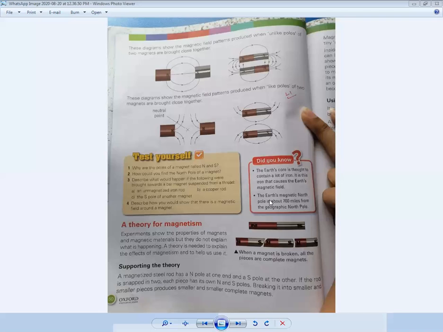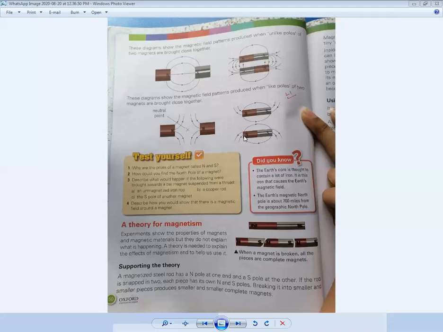If we observe the directions in the figure, we can see in the center, this is east, this is west, this is south, and this is north. So the North Pole which lies on the magnetic field is shown over here.